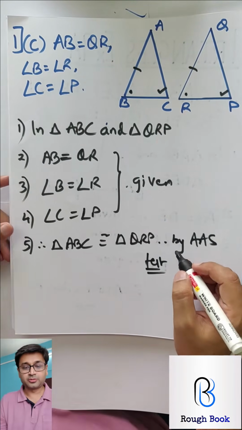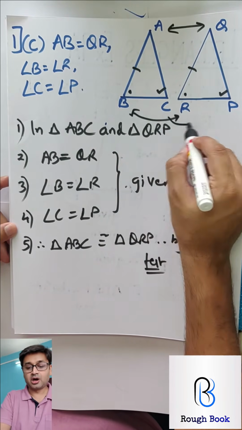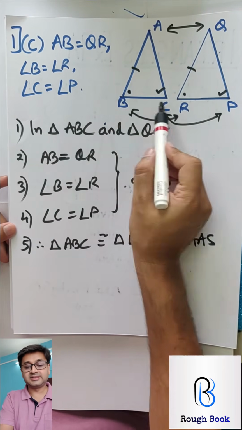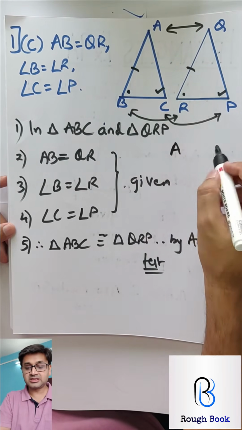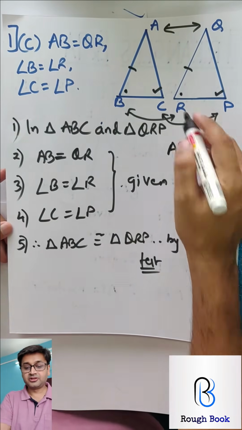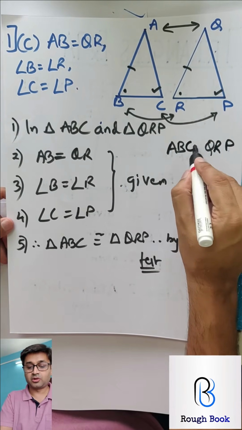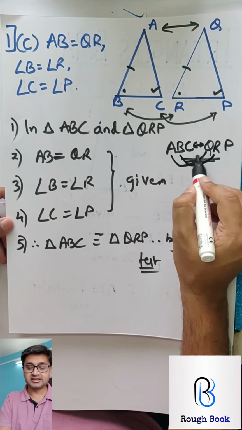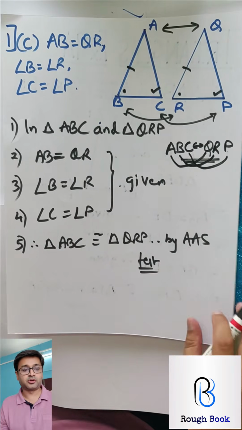What is one-to-one correspondence? Means A is corresponding to Q, B is corresponding to R, and C is corresponding to P. Why? Because B is equal to R and C is equal to P. Obviously A is equal to Q. That means if I write A first, then for this triangle I'll write Q first. If I write B next, then for this triangle I will write R next. If I write C over here, then I will say P. This is called one-to-one correspondence. So whatever comes first, second, and third. So see to it, throughout the chapter we stick to one-to-one correspondence.